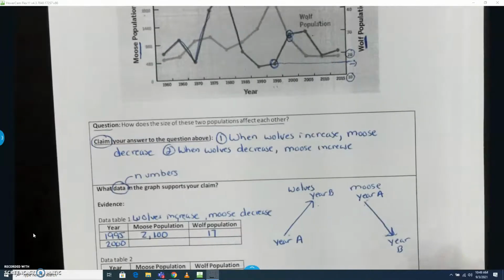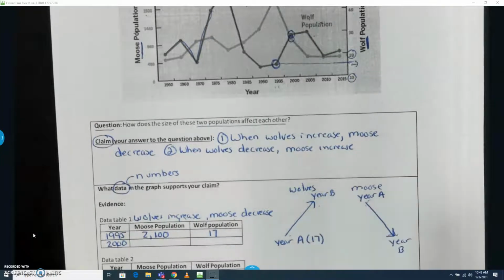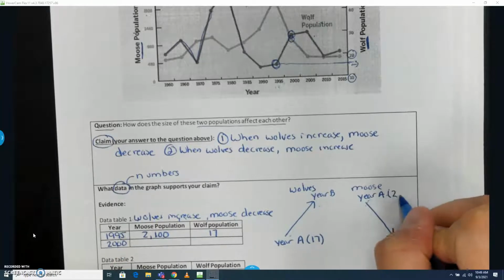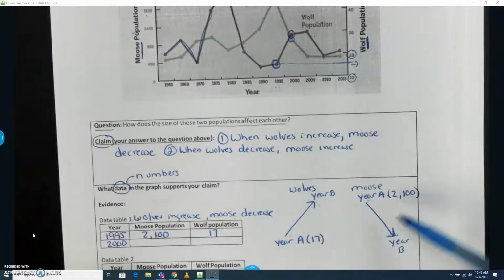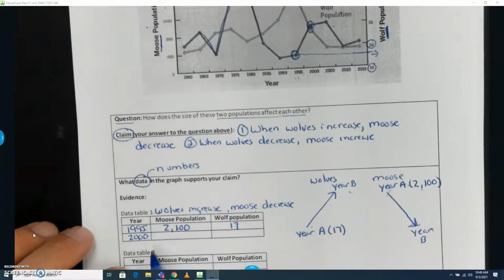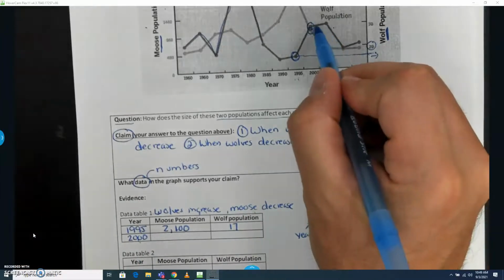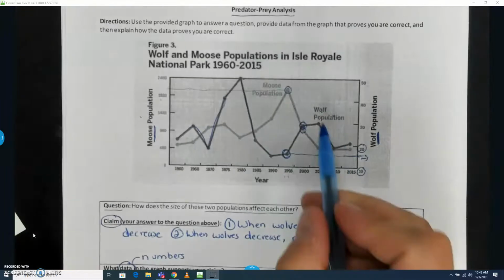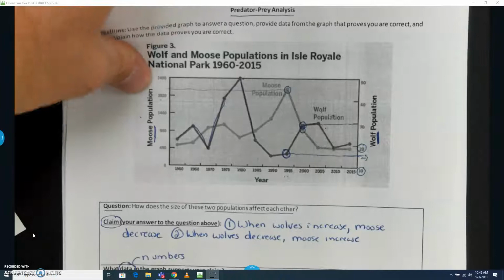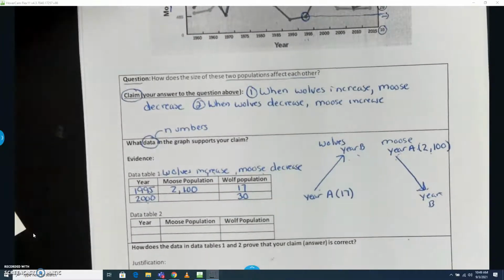So if we're using this graphic over here, which may help you, year A, there was 17 wolves, and in year A, 1995 in this case, there was 2,100 moose. So we're going to see this number go down. We're going to see that number go up once we go over to 2,000. So in the year 2000, again, my wolf population, got to use the right side. Looks like it was about 30. So my wolf population is 30.